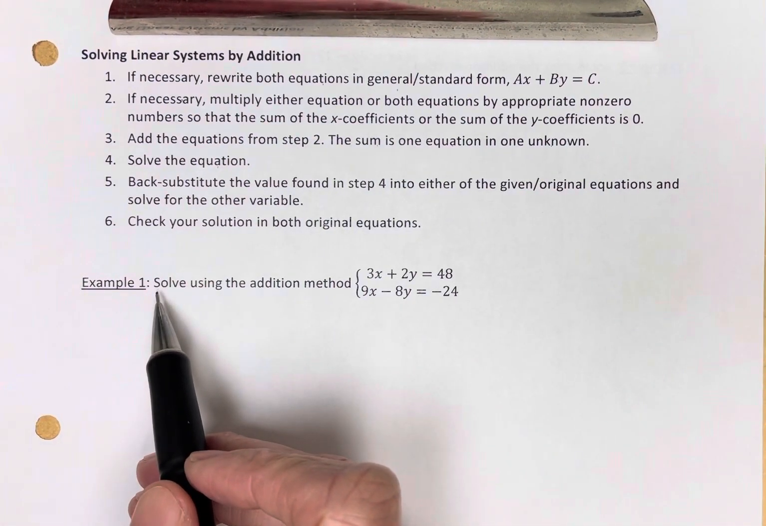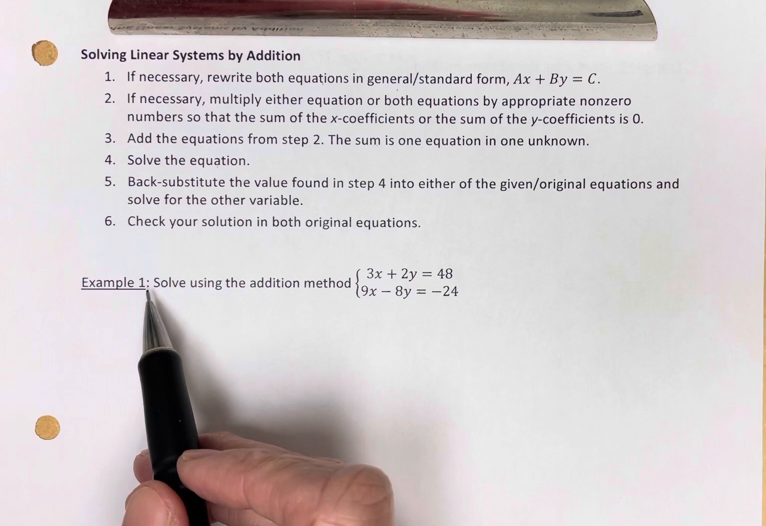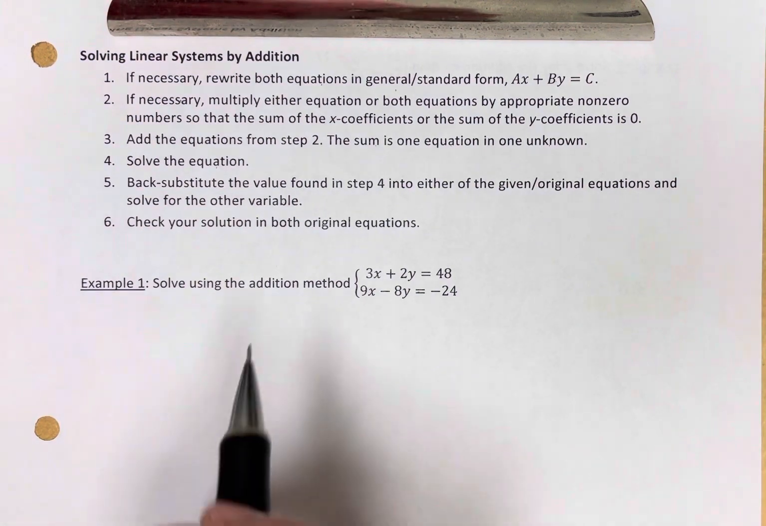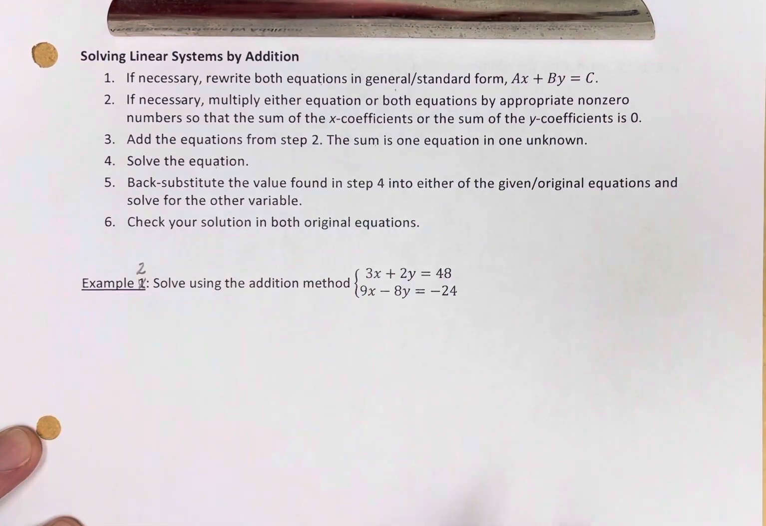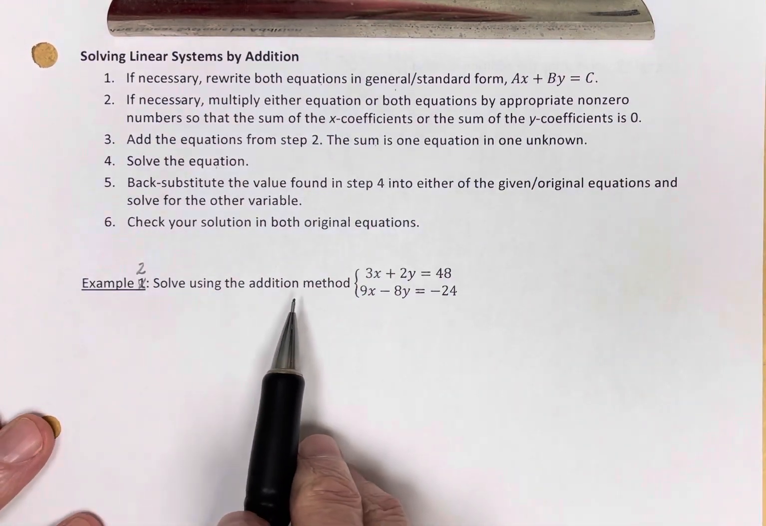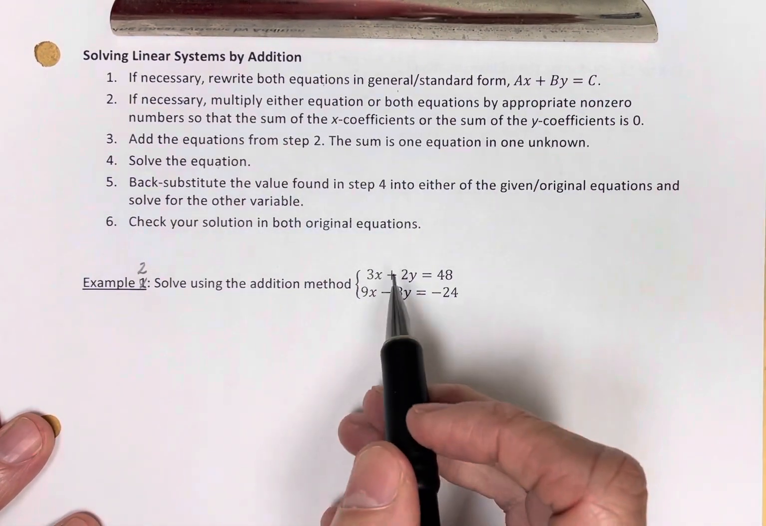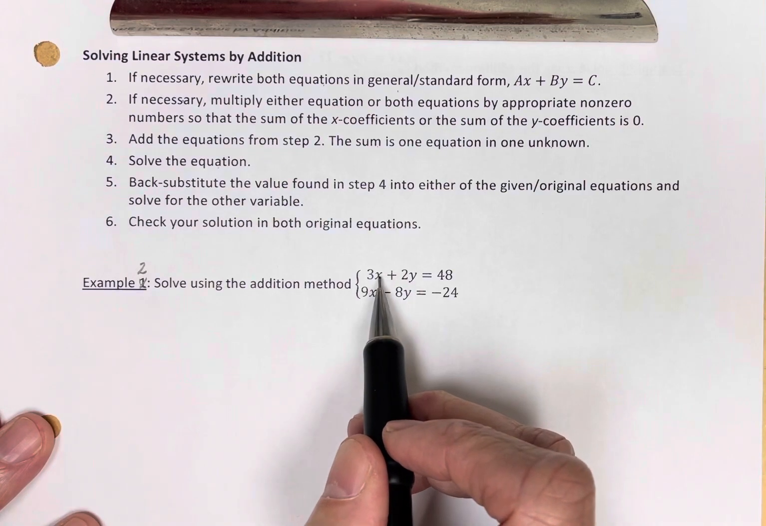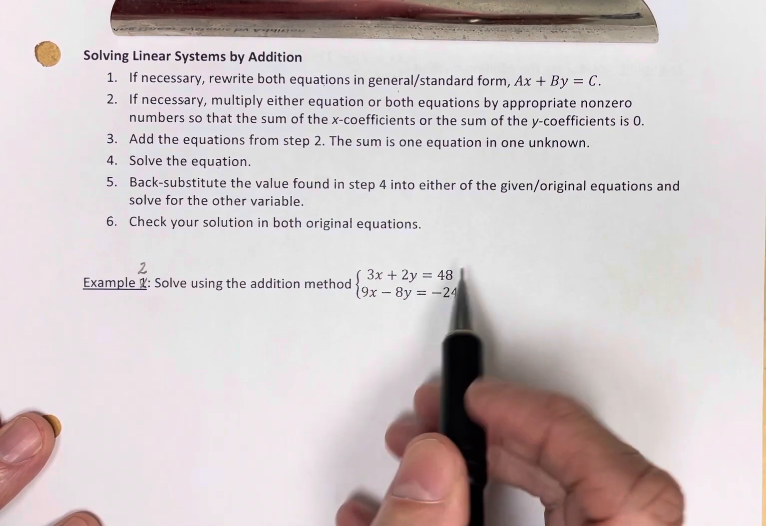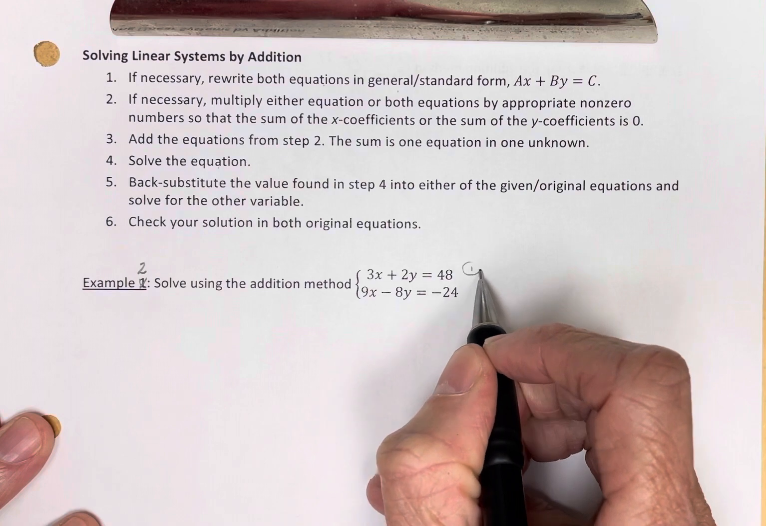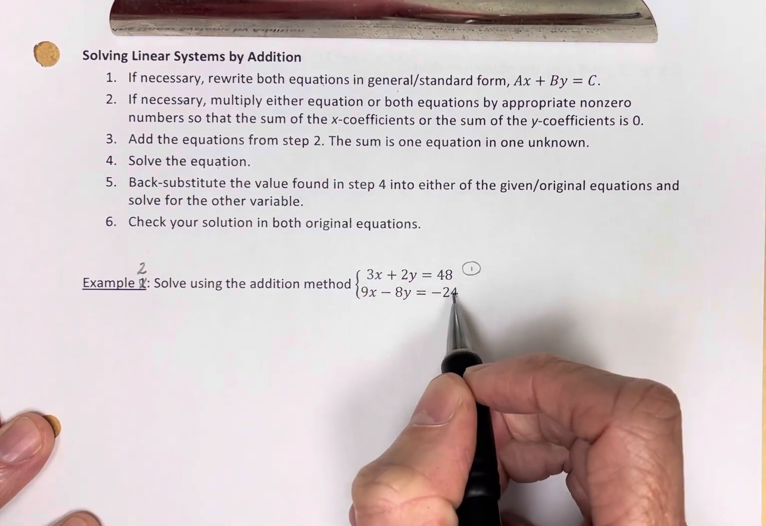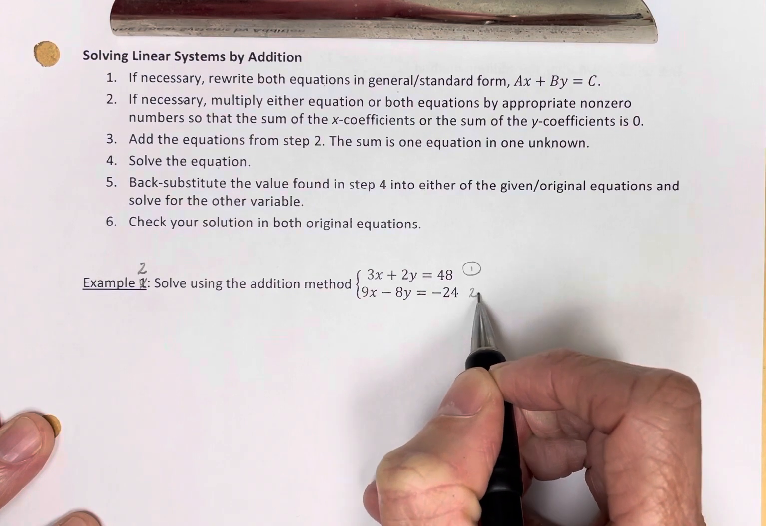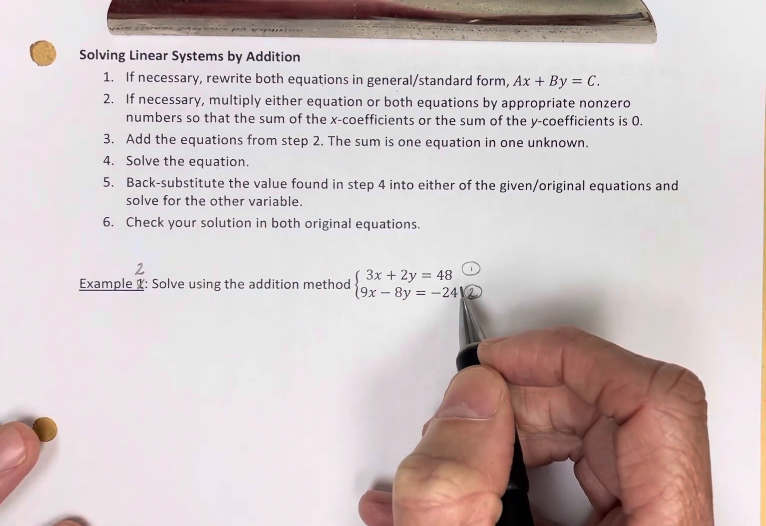I guess I used example 1 twice. This should be example 2. Look at that. Okay, so we'll take a couple mistakes already here on my end. Example 2. Solve using the addition method. And my two equations are 3x plus 2y equals 48, and I'll call that my equation 1. And 9x minus 8y is equal to negative 24. And we'll call that equation 2.